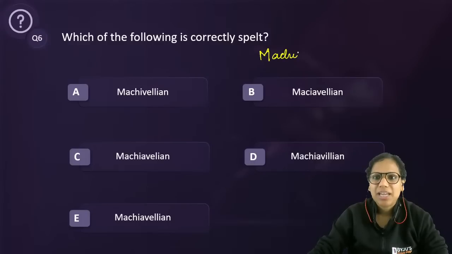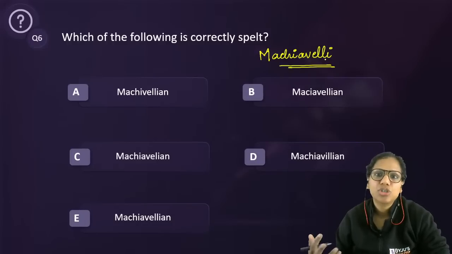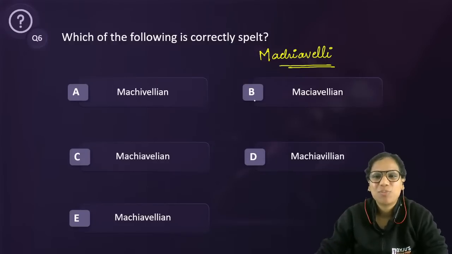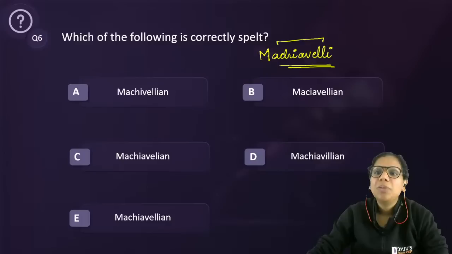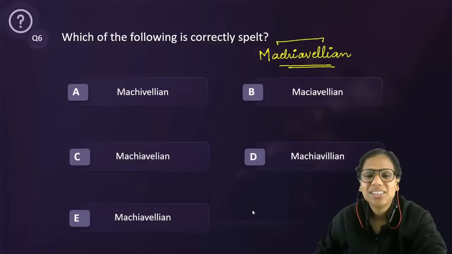Machiavelli. Machiavelli was a person. Nicholas Machiavelli. He was an Italian political strategist. He is the Chanakya of Italy, right? That's how you can remember his name. So, based on his name, we have a word called Machiavellian. So, which is the correct spelling then? It is E, Machiavellian.